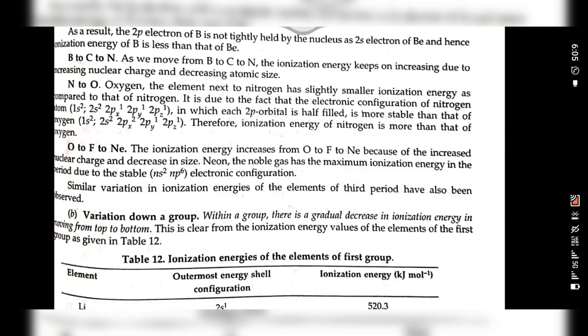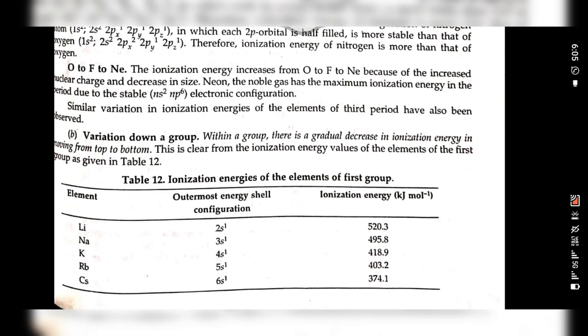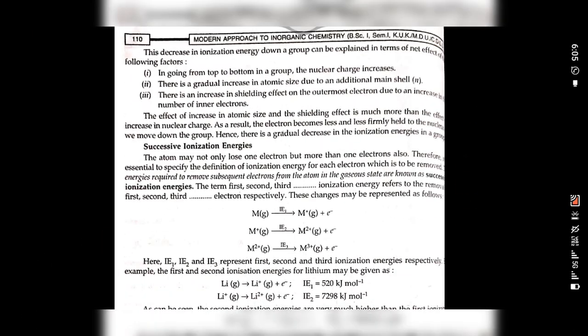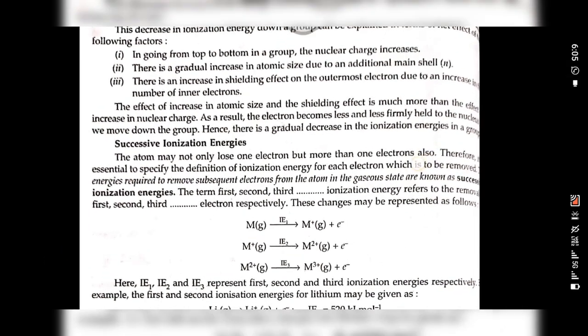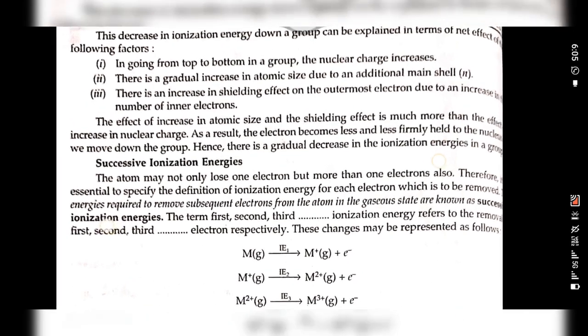Now, variations down a group. Within a group, there is a gradual decrease in the ionization energy on moving from top to bottom. And this is clear from the ionization energy values of the elements of the first group. This decrease in ionization energy down a group can be explained in terms of the net effect of the following factors.